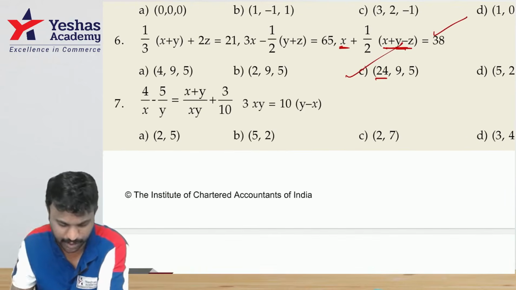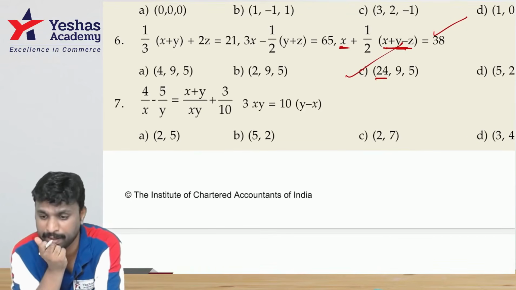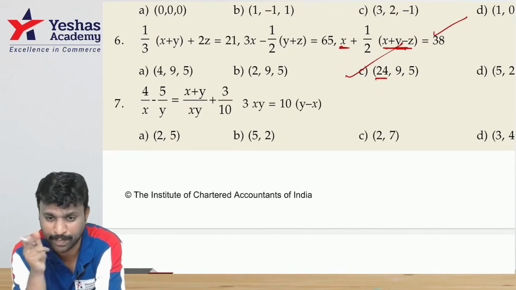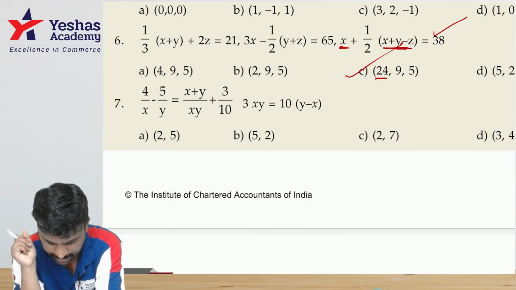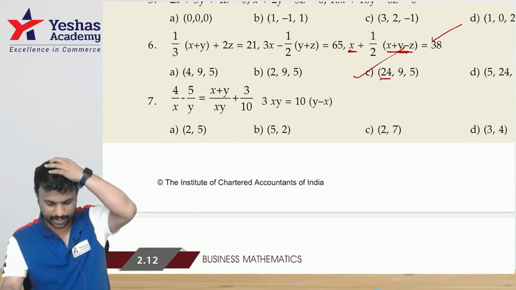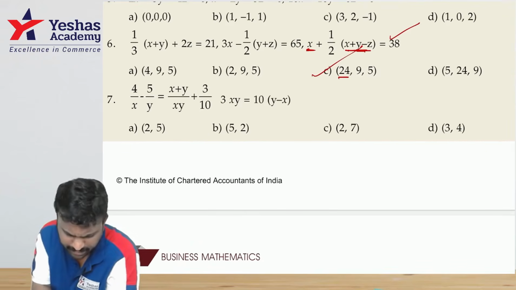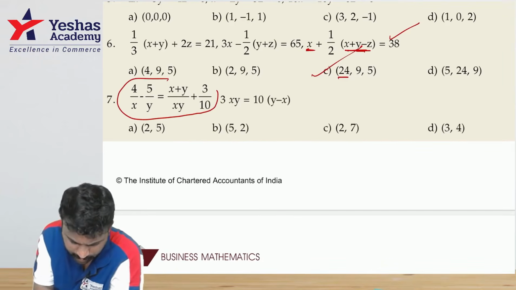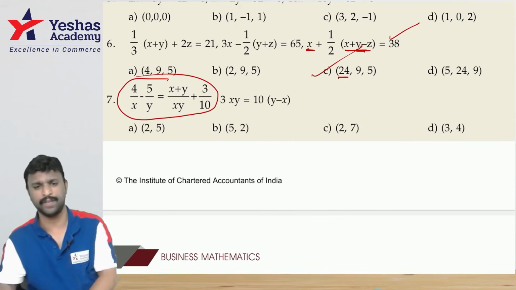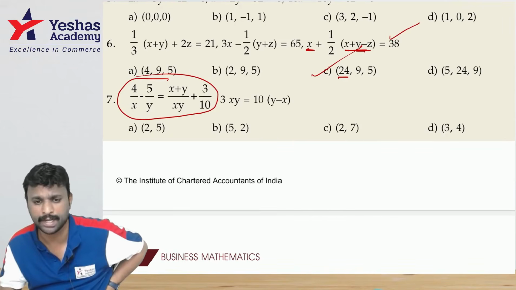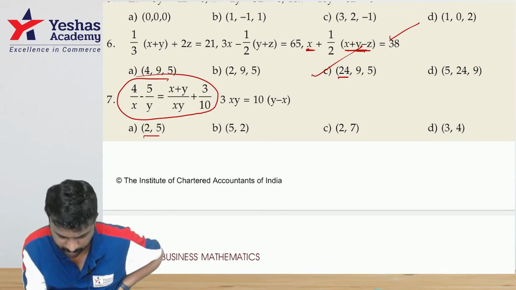Guys, moving on to the next question. 4 by x minus 5 by y equal to x plus y divided by xy plus 3 by 10. Guys, what's the right answer for this? I think we have seen this question in one of the exercises. I think 2B we have seen this. Which option did satisfy? I think it is 2 comma 5.